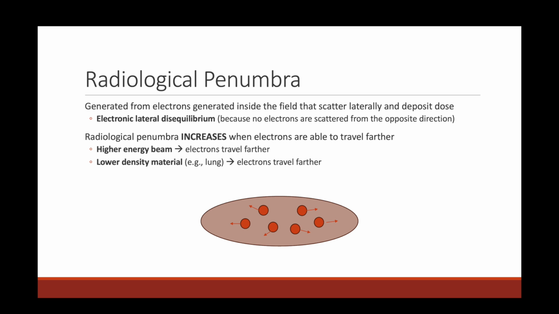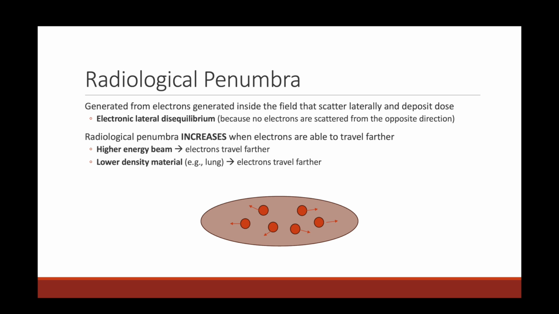The final contributor to our penumbra is the radiological penumbra, and this is created from electrons that are generated inside of our field that then scatter laterally and deposit dose on the outskirts of our field. So inside the field, remember in our percent depth dose curve, as we were going deeper and deeper into the tissue, we talked about an electronic equilibrium, because the number of electrons that are scattering forward essentially equals the number of electrons that are scattering backwards and the number that are scattering inwards, and then the electrons that are scattering outwards in all of those directions. So the electrons scattering outward equals the number of electrons scattering inward in that area of electronic equilibrium.